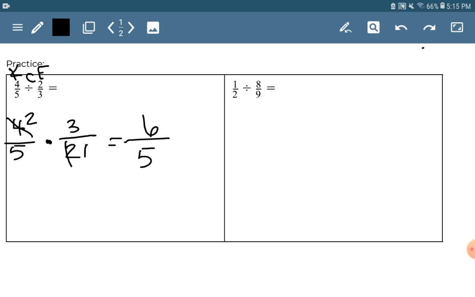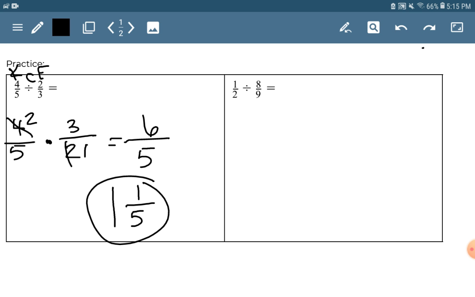And my final step is to simplify. This is an improper fraction. So the first question I'm going to ask myself is how many times 5 can go into 6? Well, it can go in one whole time, which is where my whole number comes from. My denominator will stay the same. And if it goes in one whole time, that means I'm going to subtract 5 away from 6 one time. And what is left over when I subtract them is 1. So my final answer in simplest form is 1 1/5.